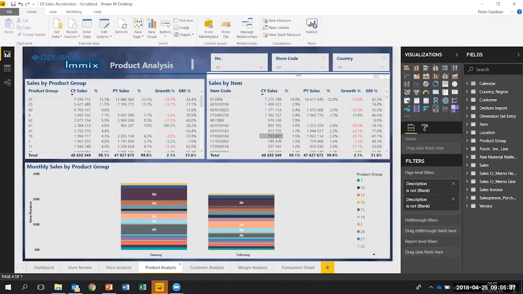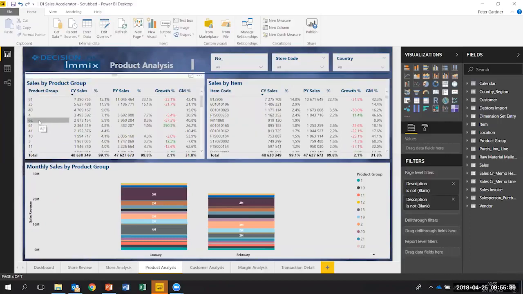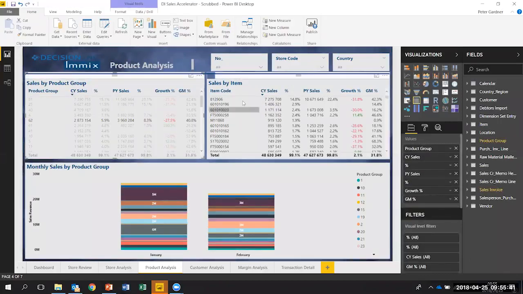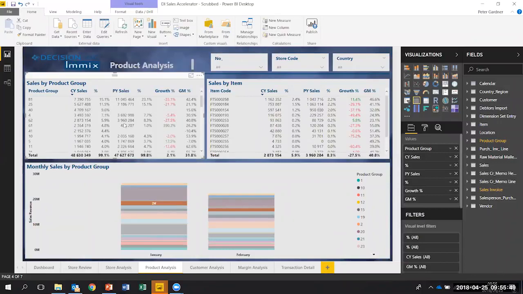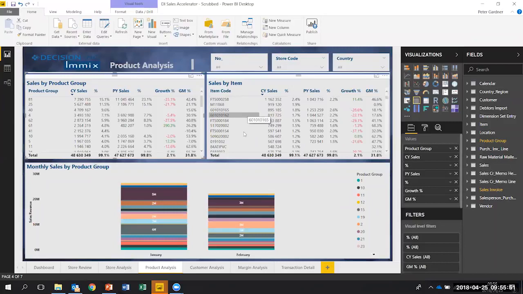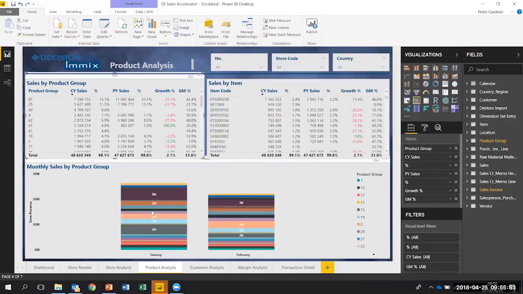So if I select the product group on the left here, then my table on the right should update and show me only those item codes that are within that product group. I'm just going to remove my selection quickly. Again, at the bottom, we've got our stacked bar, which is showing by product group share of revenue brought in each month. So let's select a specific store.